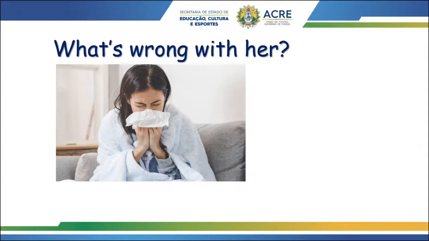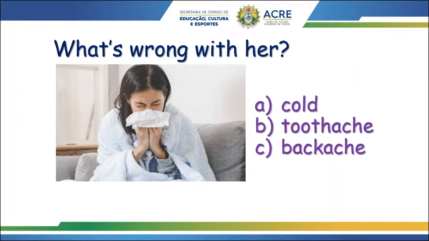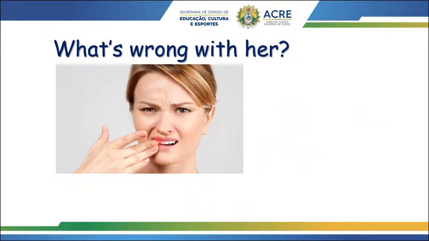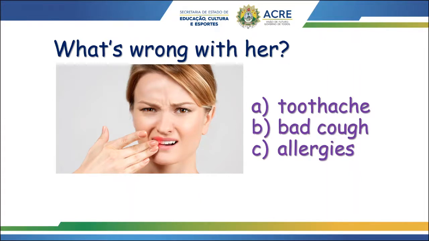And what's wrong with her? Letter A, cold. B, toothache. C, backache. A, B, or C? Letter A, cold. So the sentence is she has a cold, right? She has a cold. What's her problem? Letter A, toothache, B, bad cough, or C, allergies. What do you think, guys? It's letter A, toothache. The sentence is she has a toothache.